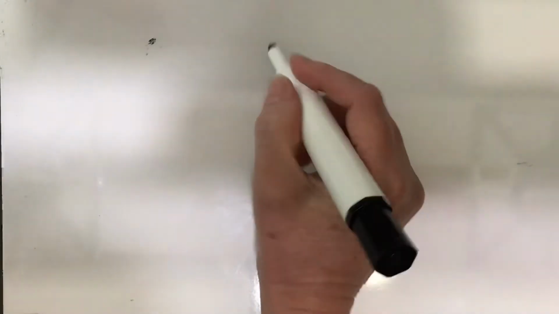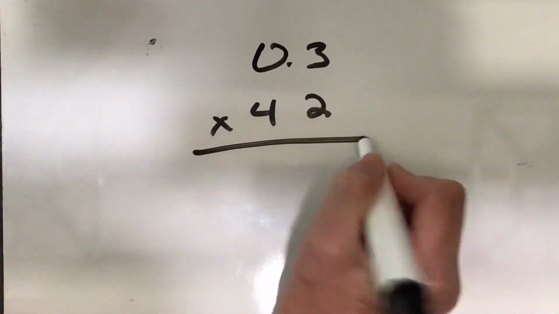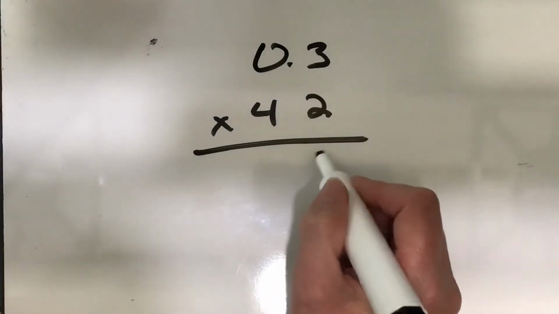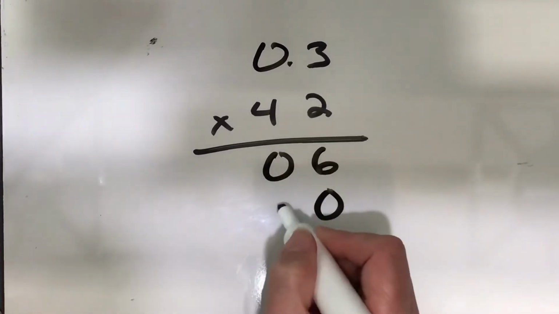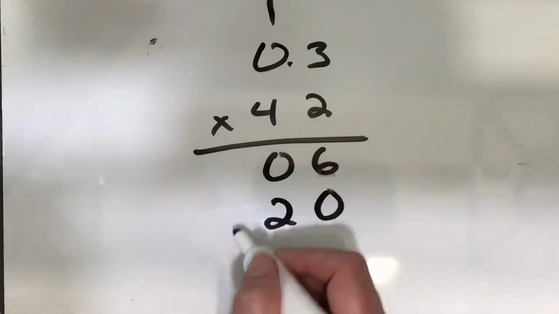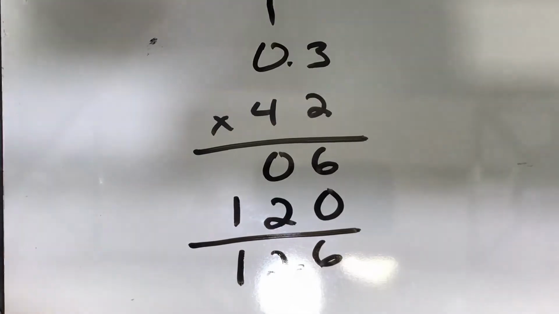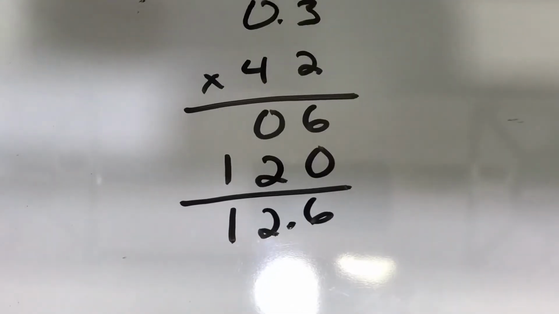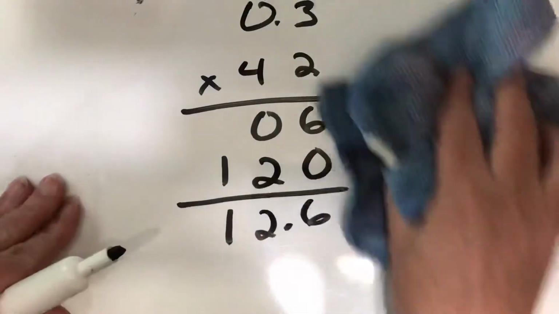Okay, now let me show you how to do it the order that the book has it. They have it 3/10 times 42. You would just have to use partial products if you did it this way. 2 times 3 is 6, 2 times 0 is 0, then put your 0. 4 times 3 is 12, 4 times 1 is 0 plus 1 is 1, and you still get 12 6/10. So it's just easier to put the 3/10 on the bottom.